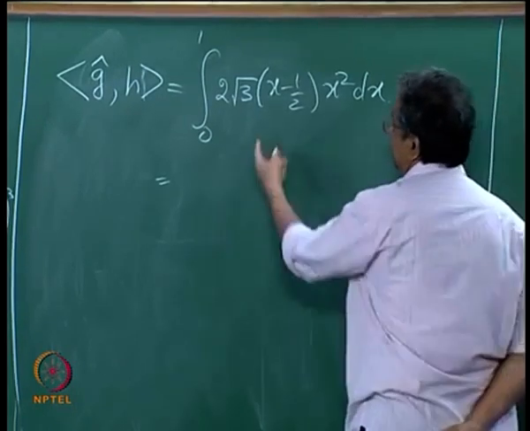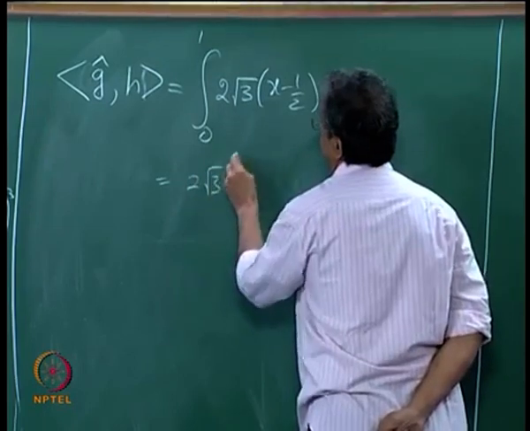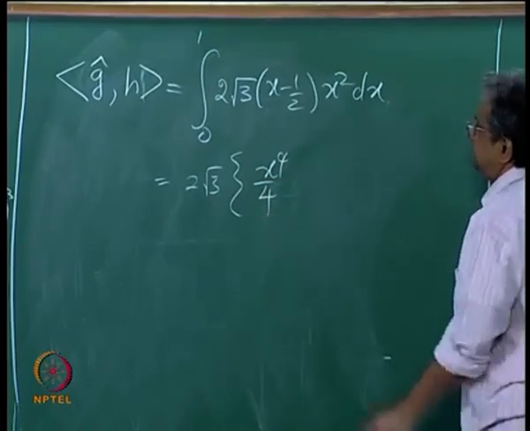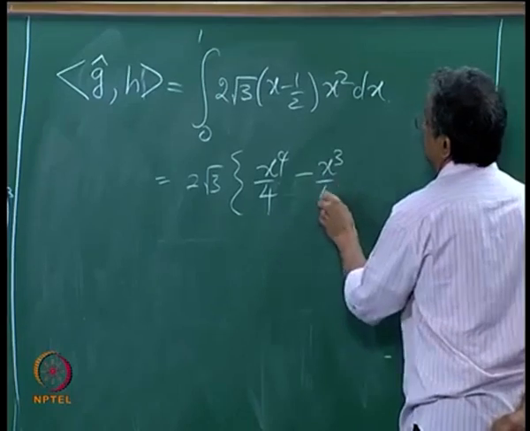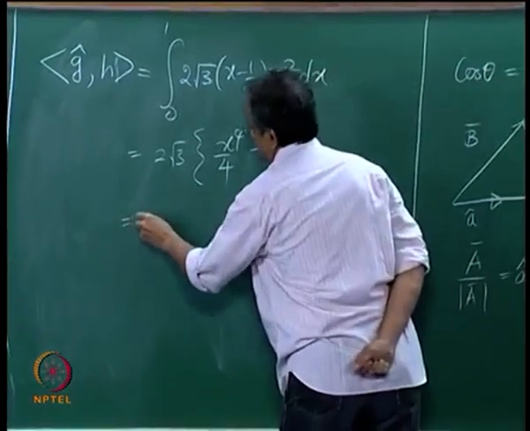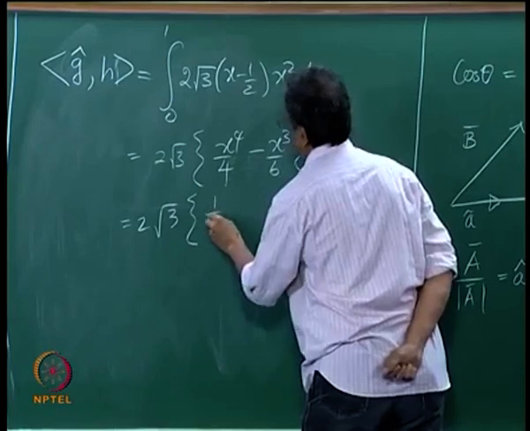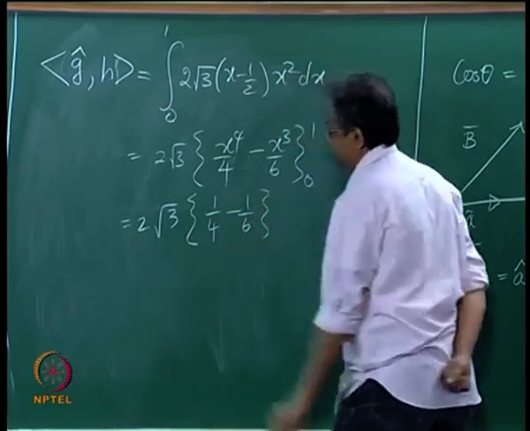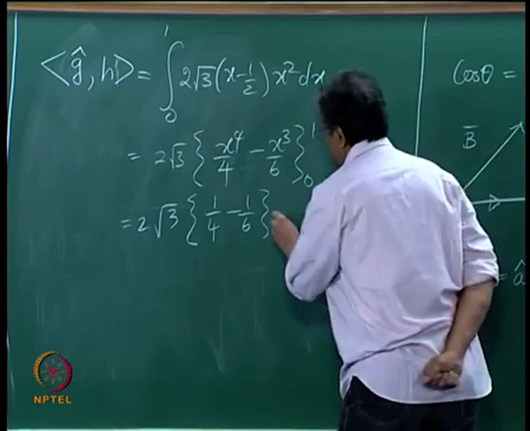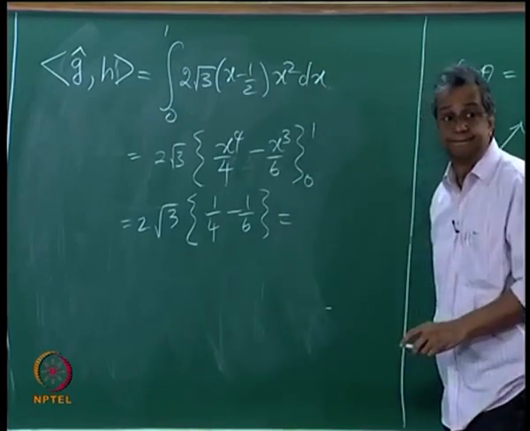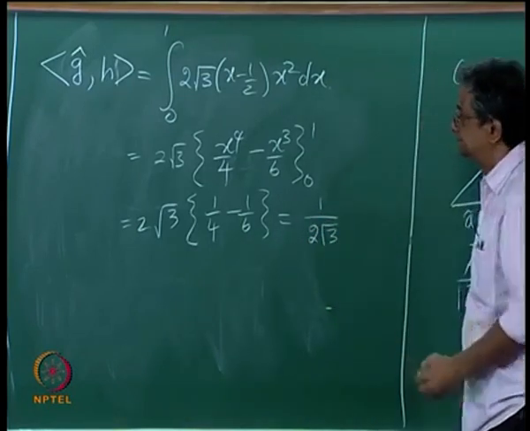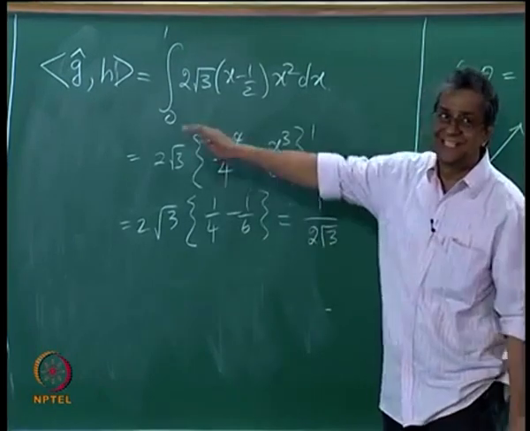So what does this integral give me? This gives me 2 root 3 into x to the 4th divided by 4 minus x cubed divided by 6 between the limits 0 and 1, which is 2 root 3 times 1/4 minus 1/6. What does that give me? 1 by 2 root 3. So that is the component of h along g hat.